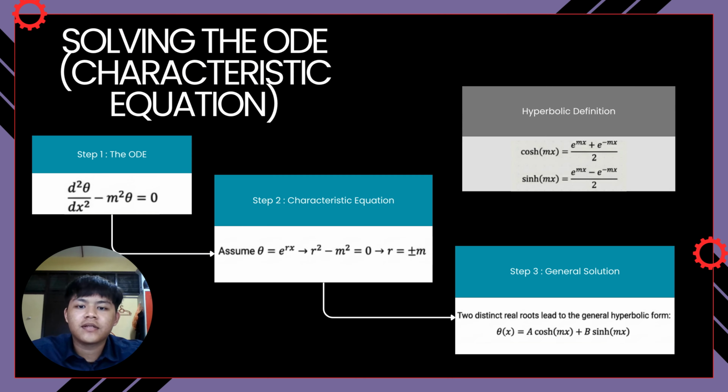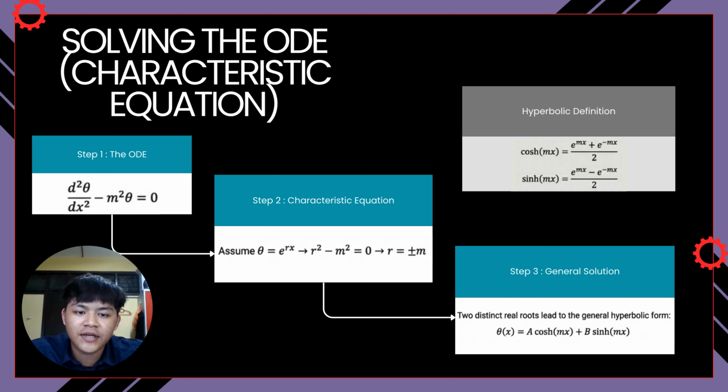So now I will explain how we solve the equation with the characteristic equation. We start with d square theta over dx square minus m square theta equals 0. To solve it, we guess theta equals e to the rx. We put that in, which gives the characteristic equation r square minus m square equals 0. So r equals plus m or r equals minus m. With two real roots, the solution is built from e to the mx and e to the negative mx. We rewrite this in cosh and sinh for convenience, giving the general solution.